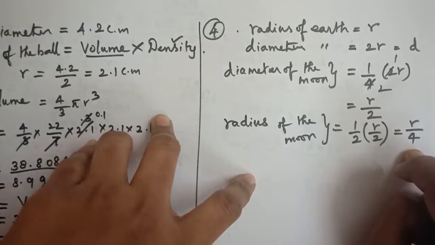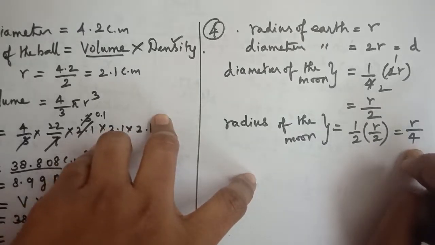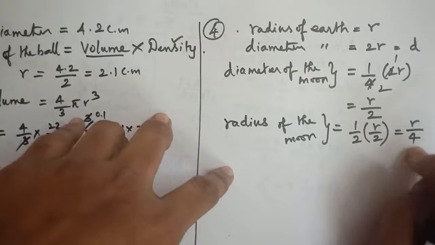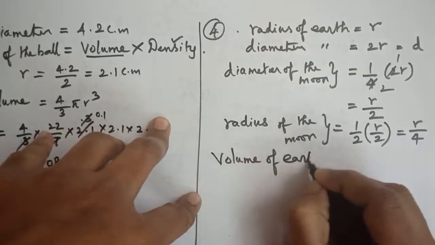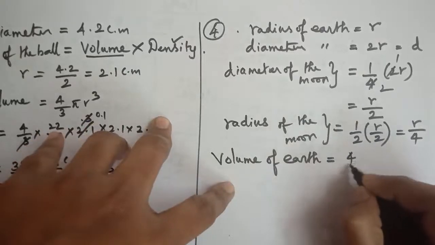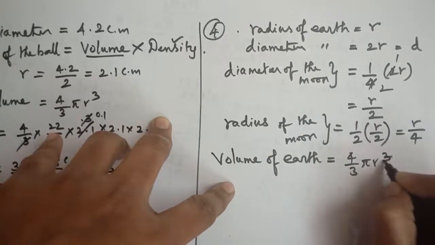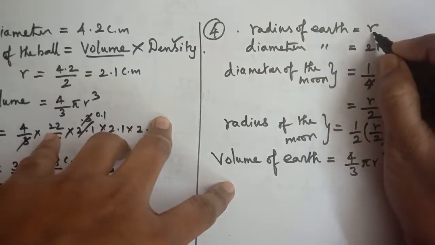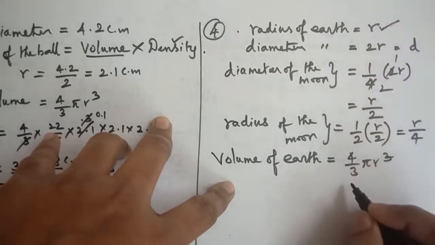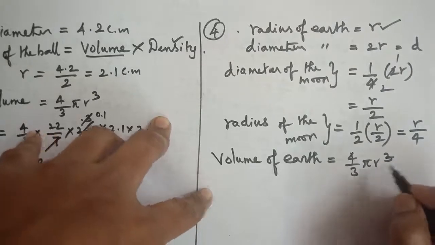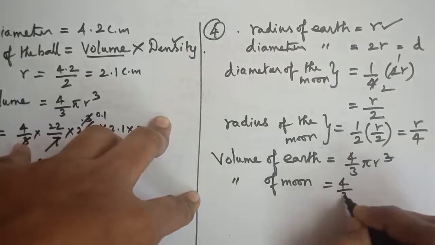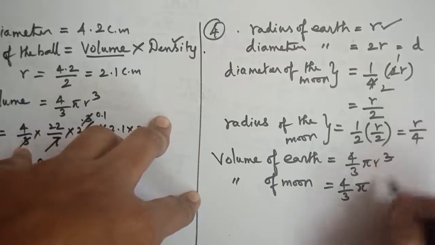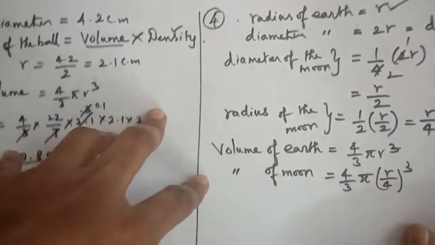Then students, listen. What fraction of the volume of the earth is the volume of the moon? Volume of earth is equal to 4/3 pi r cube, if radius is r. Volume of moon is equal to 4/3 pi, and what is the radius here? r by 4, the whole cube.